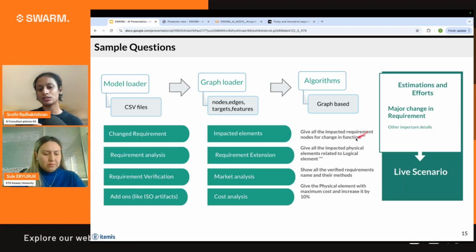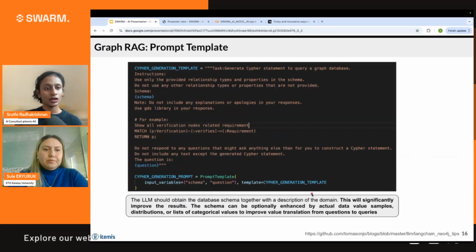So they had questions like: give all the impacted requirement nodes for change in function, give all the impacted physical elements related to a logical element, and what happens if I increase the cost of the physical element by 10%, which ones will be affected, etc. And then they use it to estimate or mark a certain change that has happened in the requirement. We'll see this with the live scenario.